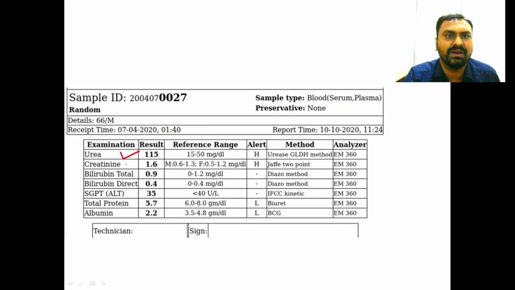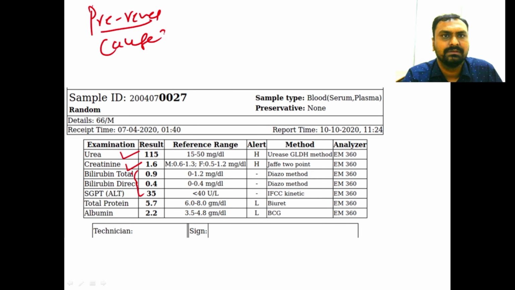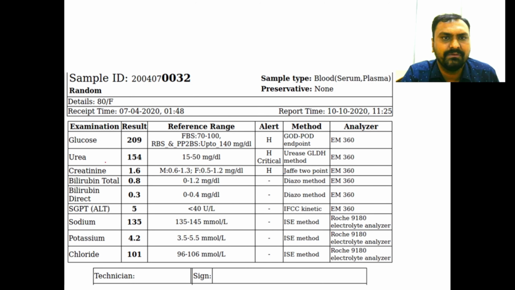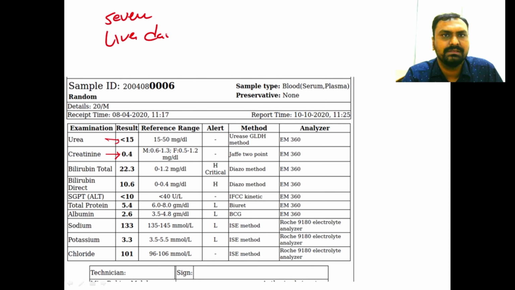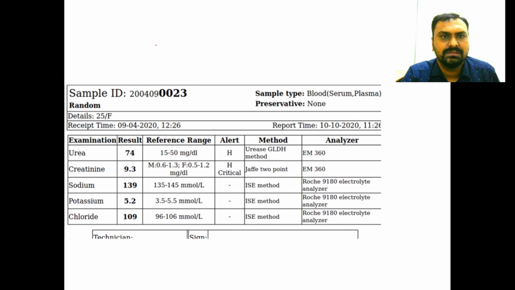Here urea 115, creatinine 1.6, bilirubin normal, that means it is a pre-renal cause. Then urea 154, creatinine 1.6, again pre-renal. Then urea decreased, creatinine slightly normal, so severe liver damage, where the hepatocellular cells cannot produce the urea. Again, urea normal or a little bit higher than normal, with high creatinine.